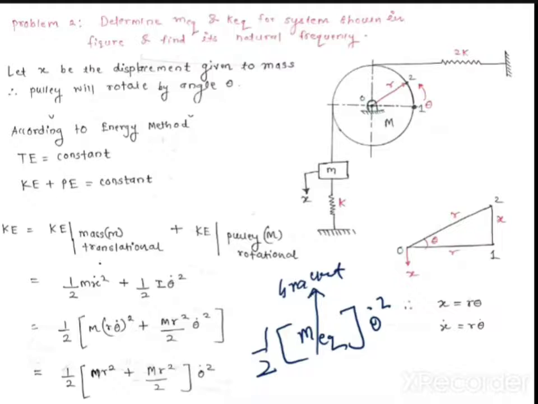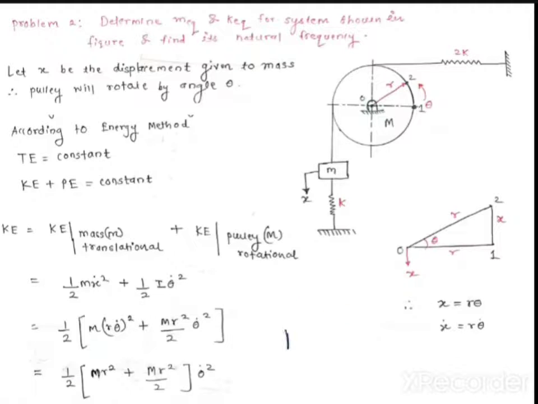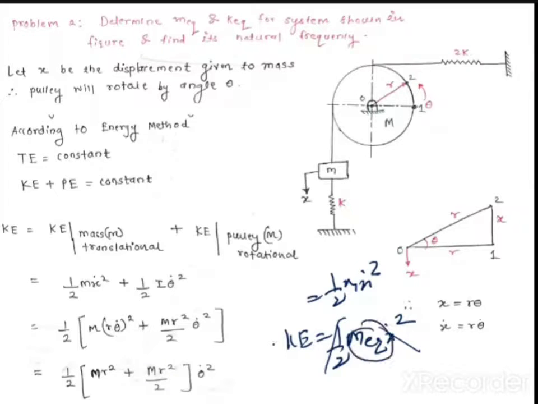Why? Because the formula says that kinetic energy is equal to 1 by 2 m equivalent x dot square. What is the formula for kinetic energy? 1 by 2 m x dot square, when m is single. But when the m is multiple, the m becomes m equivalent. So the formula is kinetic energy equal to 1 by 2 m equivalent x dot square. So half common, x dot common. So the remaining is nothing but the m equivalent.